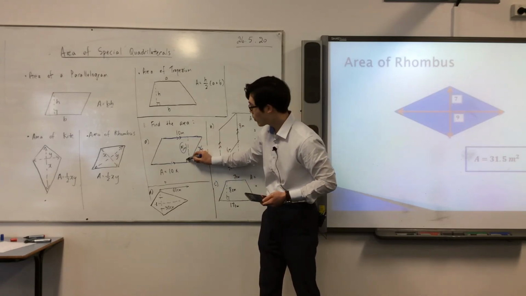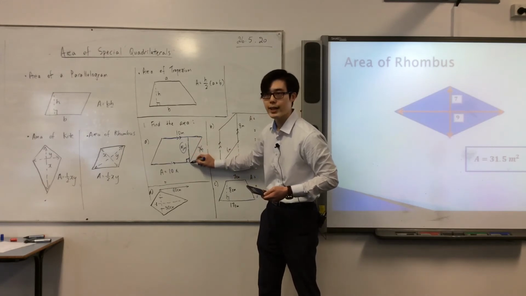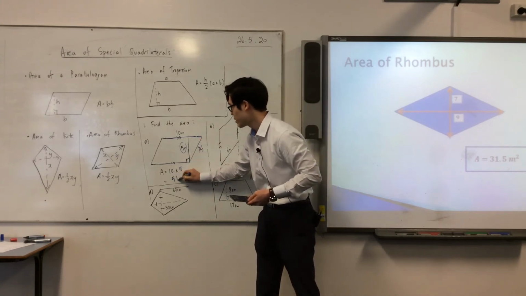The height is always the one attached to the right angle, okay? Just like a triangle, like I explained yesterday. So make sure you times the right height. So that's 50 square meters, okay?